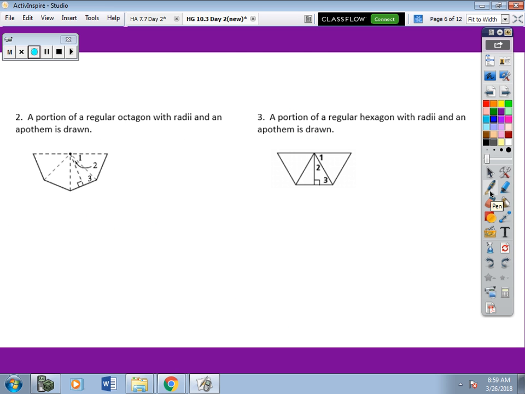Okay, the next one we have an octagon. They only drew a portion of it. They didn't draw the whole thing. So an octagon has 8 sides. And we see that the radius are drawn and an apothem is drawn. So we'll take, again, our full revolution of the interior angles would be 360, and we'll divide this by 8, which will get me 45. So 45 is the whole angle, which would be the measure of angle 1.